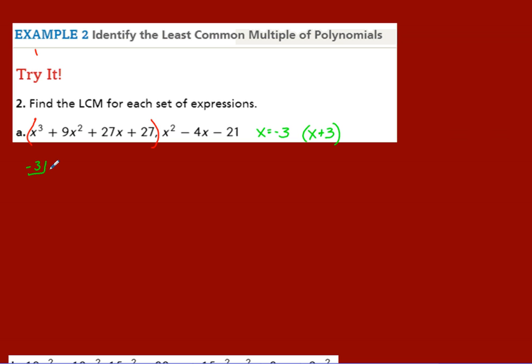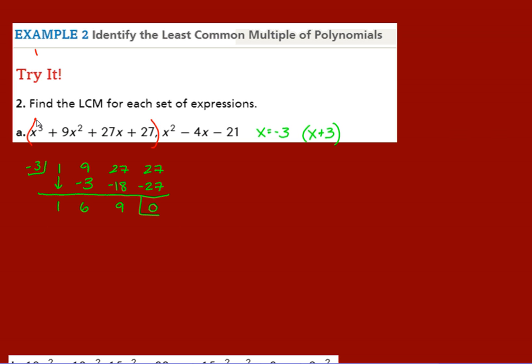So now I put the coefficients, if you remember how to do synthetic division, 1, 9, 27, and 27. And whoops, draw your line. Drop the 1. You get 1, you get negative 3. That's 6. Negative 18. That's 9. Negative 27. Remember, you multiply. And that gets you 0, which is your remainder, which is nice.